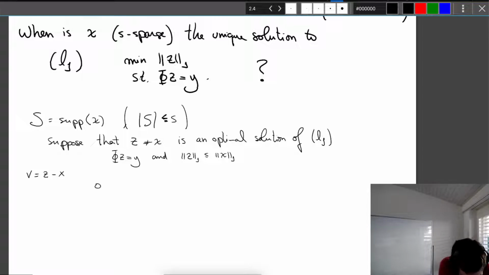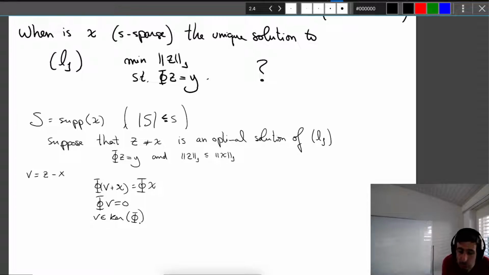We know that phi of v, right, what is z? Z is v plus x. So phi of v plus x is equal to y, which is the same thing as phi of x. In other words, phi of v is 0. V is in the kernel of phi. If both of them satisfy the measurements, then their difference must be in the kernel. Okay? So we know that.